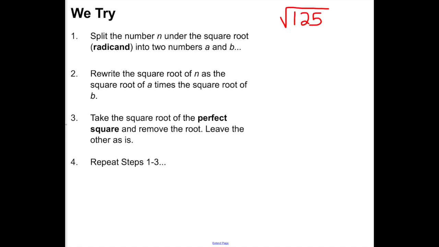All right, another we try. Okay, so we have 125. So again, we have the process. The first step we need to take is to find a perfect square that goes into 125. All right, now what perfect square do you think that could be?